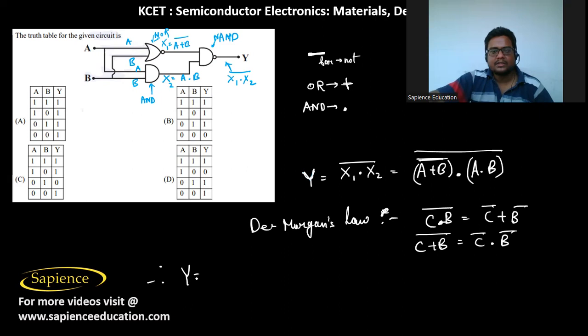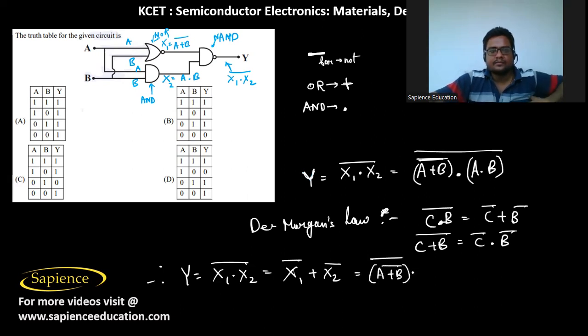Now therefore Y, if I take this as C, means (X1 and X2) whole NOT. That can be written as X1 NOT or X2 NOT. So that will be X1 NOT, that is (A or B) whole NOT, then or X2 NOT, which is (A and B) whole NOT. So that is equal to A or B.